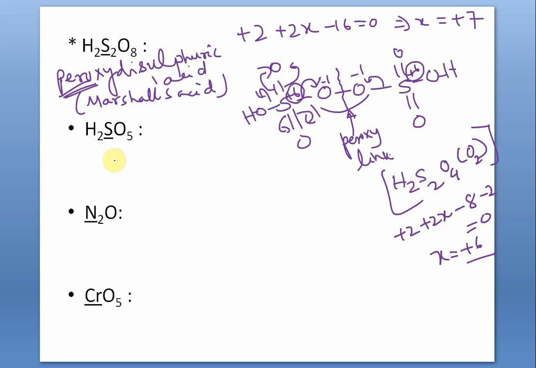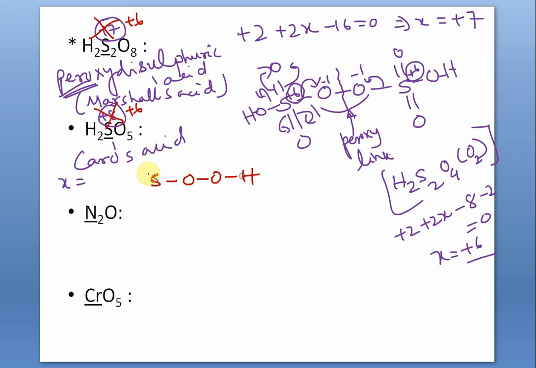Similarly, H2SO5. This one is peroxydisulfuric acid, and this is peroxymonosulfuric acid, or Caro's acid. Similarly, there will be 2 peroxy type oxygens. If you find by the X method, it will be coming plus 8. How can you believe plus 8? So you have to cancel it and write plus 6. But if you draw the structure, it will be clearly convincing.